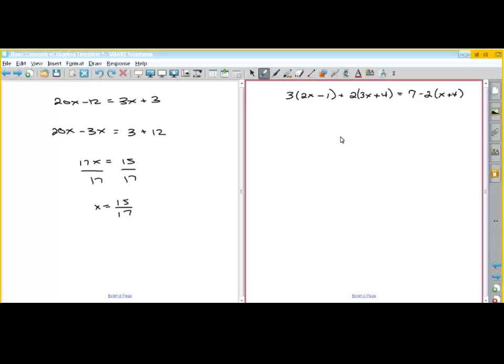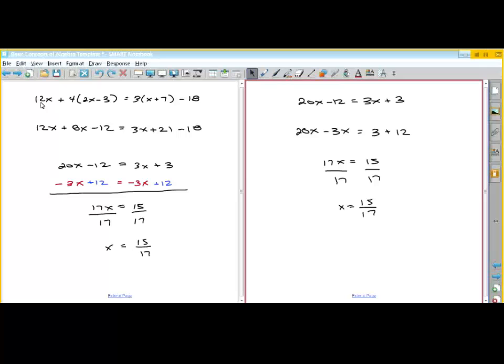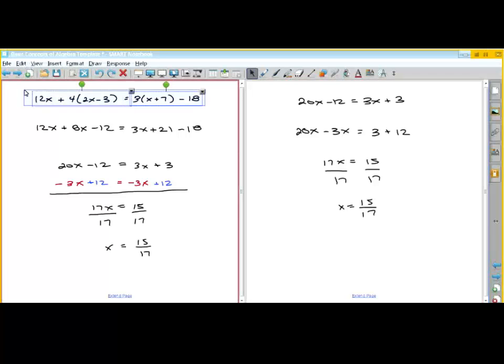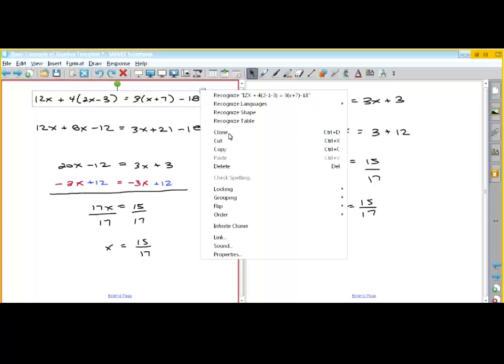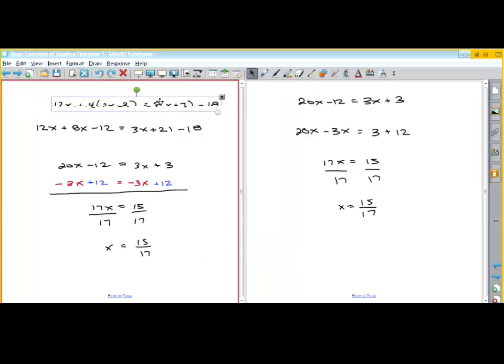Okay, so here's another one. Why don't you go ahead and at least multiply it out and combine the like terms and see what you get. Oh, before you do that one, let's go back and tell you where people make mistakes.